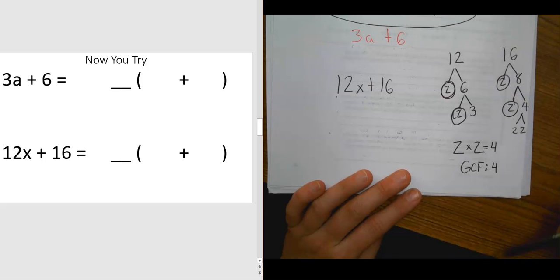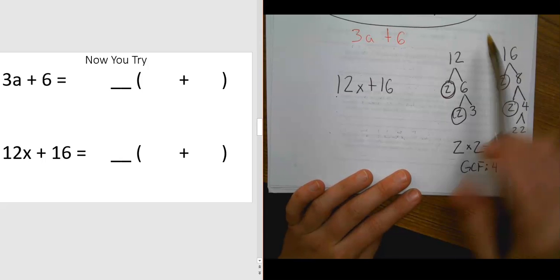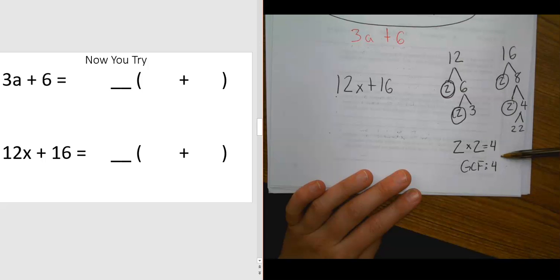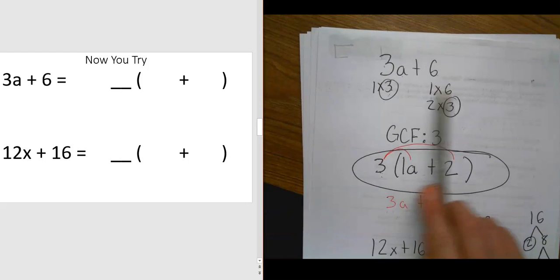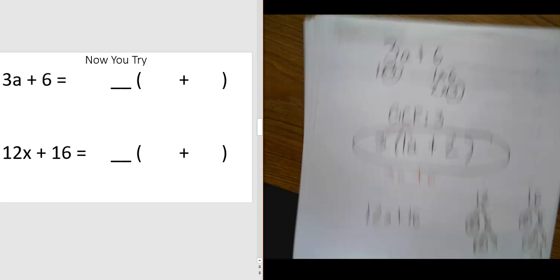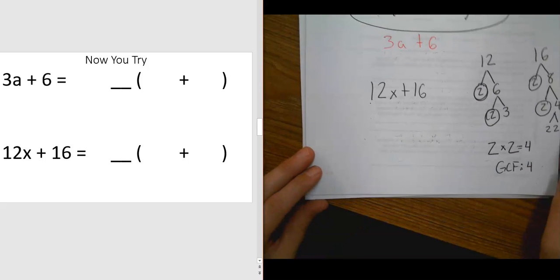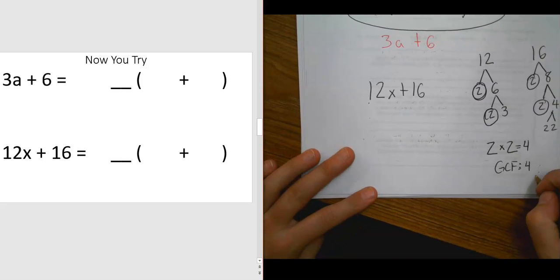So that's just another way of finding the greatest common factor. This works a lot better if you don't know your multiplication facts, or if you're dealing with really big numbers. I like this method better. For smaller numbers, if you know your times tables, listing out what times what equals it is a better option. So you can use either method. So my greatest common factor is 4.